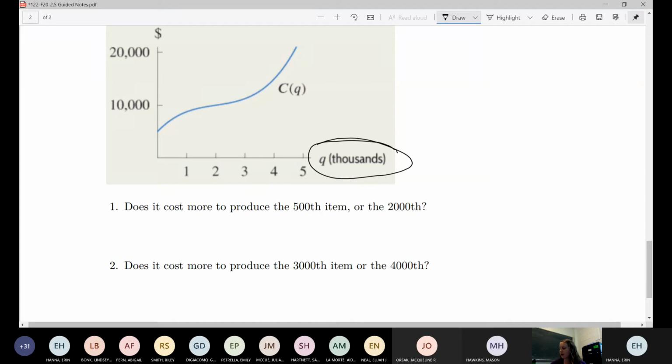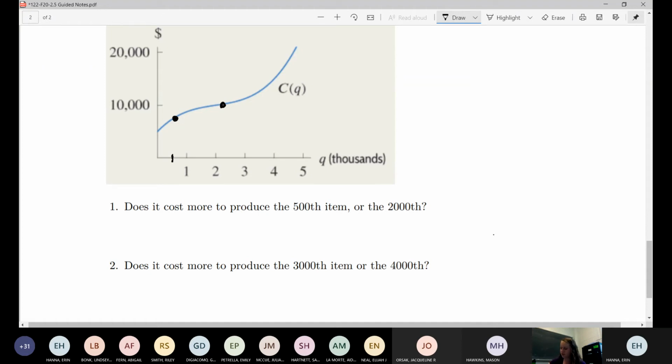So if I want to look at the 500th item, that's going to be essentially at 1/2. And then the 2000th item will be up at 2. Yes, because these numbers are in thousands. So if I want the 500th item, I'm essentially looking here. And if I want the 2000th item, I want to look here.